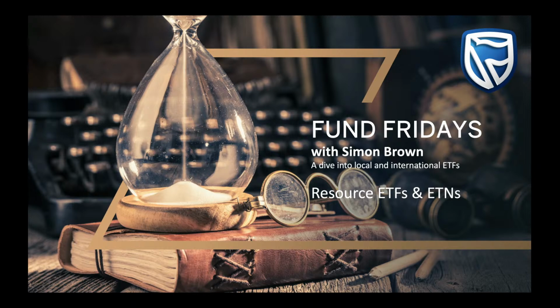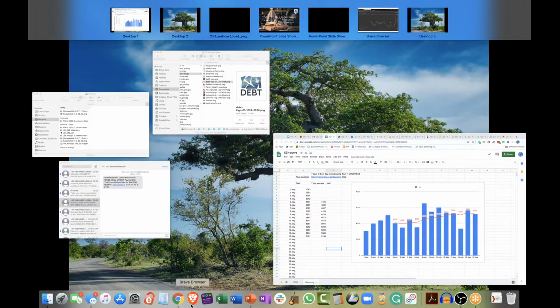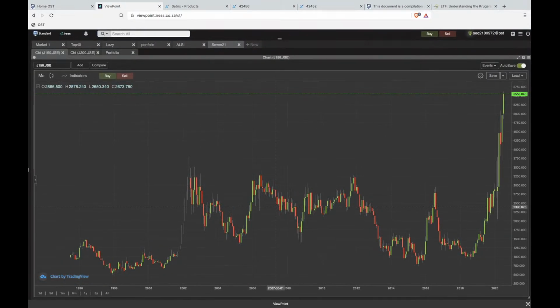So resource ones, I'm going to show you, let's quickly go to a chart. This is what everyone wants to have an ETF on right now. This quite simply is the J150 index, otherwise known as the gold miners index. After literally two decades of broadly going in a fairly large but sideways channel, it has finally broken out earlier this year. This is a monthly chart, so that would have been the breakout month, April, May, June, July.